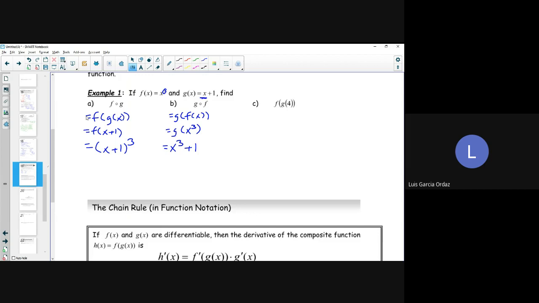Again, for f of g of x, because g of x is x plus 1, I can write it as f of x plus 1. Now we read it as wherever I see x in f of x, I'm going to sub it with x plus 1, which is why we get x plus 1 all cubed. Do you guys understand this concept? I know it's just two brief explanations, but hopefully you were cool with that.